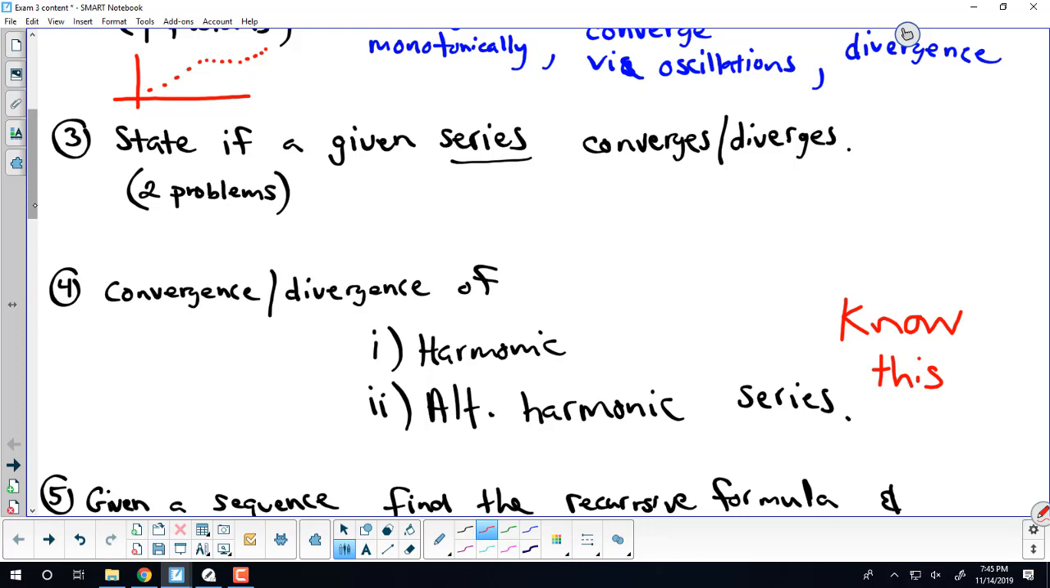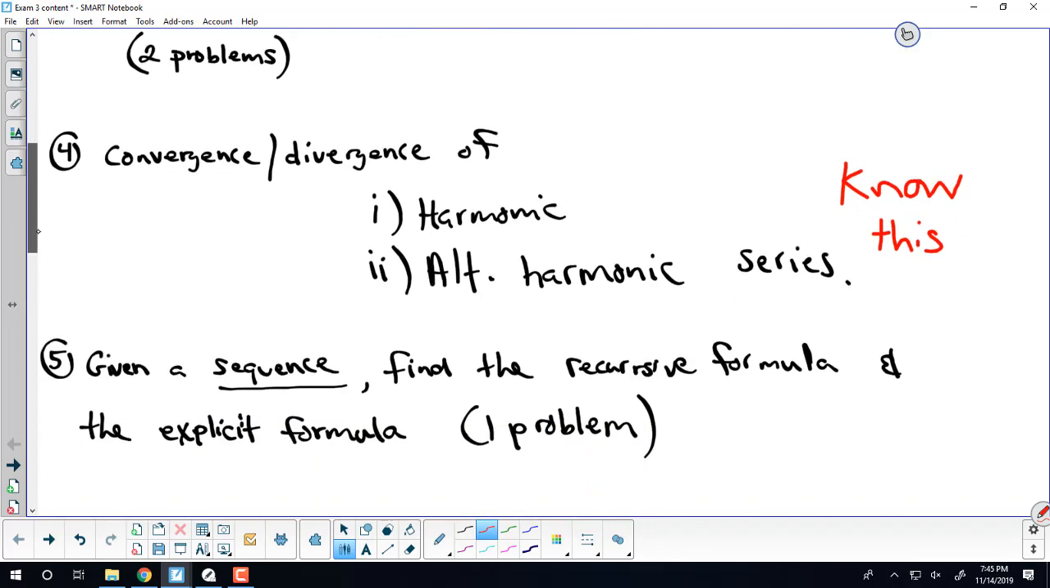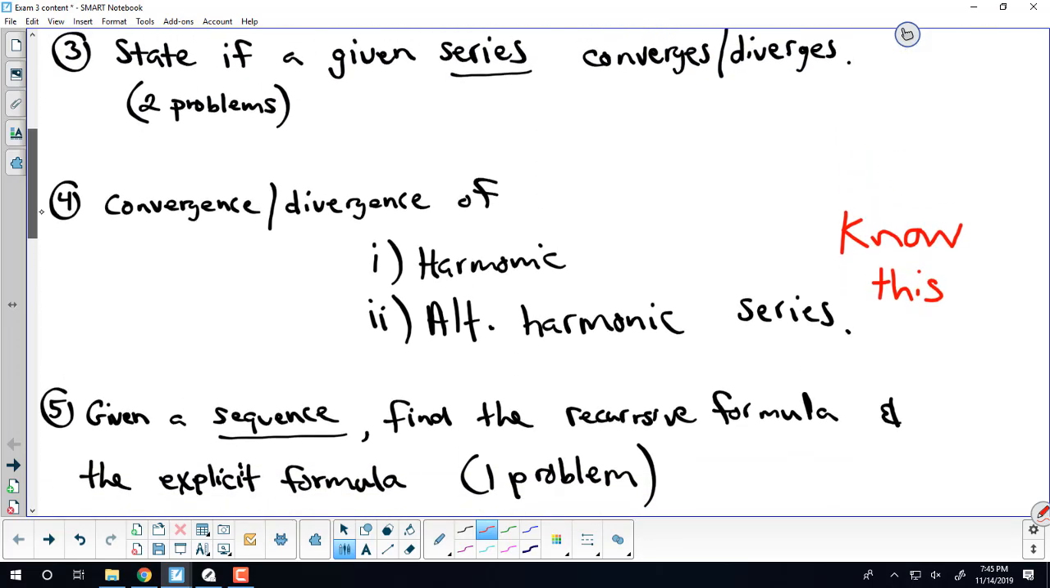So we should be able to state if a given series converges or diverges. That's going to be 2 problems. Those should be highly recognizable series, so you shouldn't really have to question whether they converge or what test to use for convergence or divergence. You should know the convergence or divergence of both the harmonic and the alternating harmonic series. You should just know those. The harmonic sometimes comes up in comparison tests, but you should know those 2 series for sure.